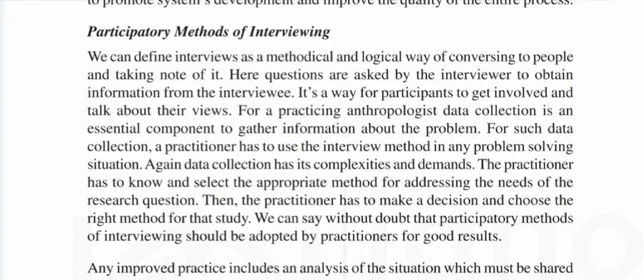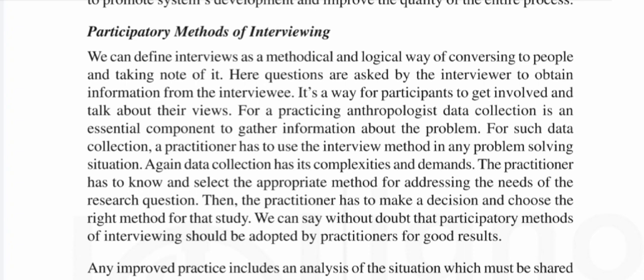Today we are going to discuss Practicing Anthropology by MAAN IGNOU and our topic is Participatory Methods of Interviewing. Let us begin the topic. We can define interviews as a methodical and logical way of conversing to people and taking note of it. Here questions are asked by the interviewer to obtain information from the interviewee. It is a way for participants to get involved and talk about their views.